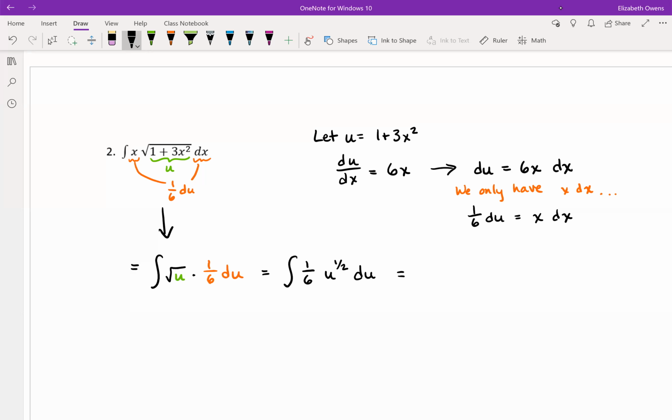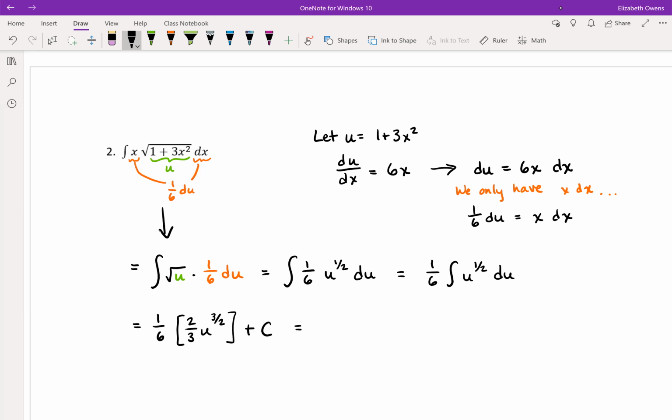Remember your properties of integrals. The constant multiple here, we can actually pull outside of our integral symbol. 1/6 integral of u to the 1/2 du. And so we can take our antiderivative here, the antiderivative of u to the 1/2. Increase that power by 1: u to the 3/2, and then you would need 2/3 out front. 2/3 u to the 3/2. And don't forget your plus c because this is an indefinite integral.